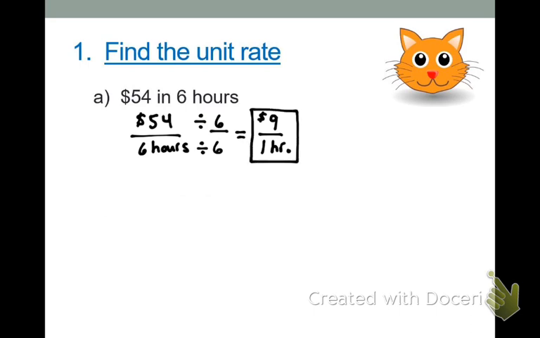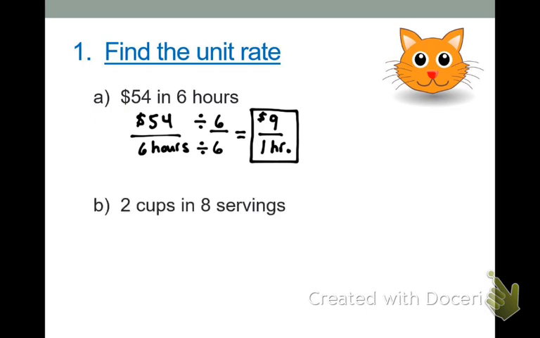Okay, I do not want it read $9 over 1 hour. Let's look at this lovely creature I have for you right here. What sound does that make when it's happy? Purr. Okay, so remember the cat. When you read something like this, it says $9 per hour. That's the key word I want you to remember when we are doing unit rate.